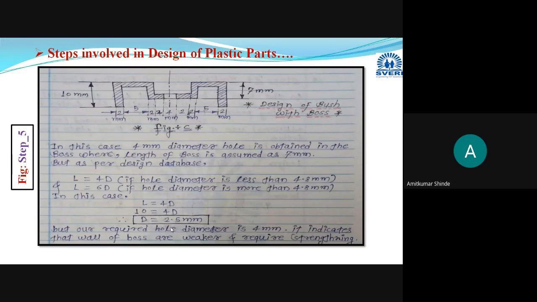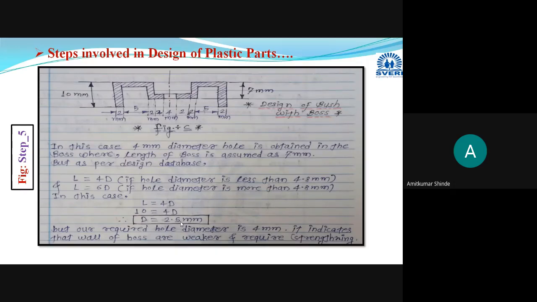Okay, hence this 4 millimeter diameter hole is weak in nature. Whichever boss is there, it will be weaker, as for that much length only 2.5 diameter is possible for that boss, but our requirement is more. Hence whichever boss we are providing is very weak, its strength is very less, hence we have to increase its strength.